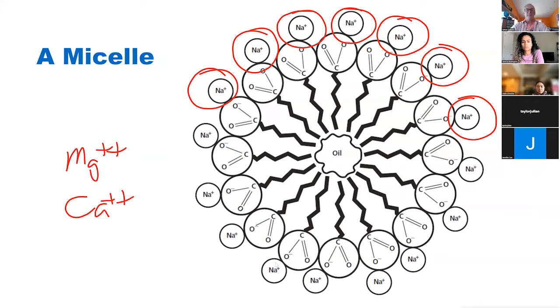If you have calcium, what happens is that you basically force two of these fatty acids to bind to the calcium, and you push them really, really close to each other. And when you push these things really, really close to each other, basically you pull them out of the micelle.